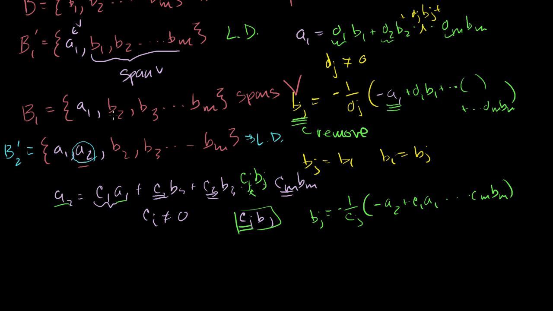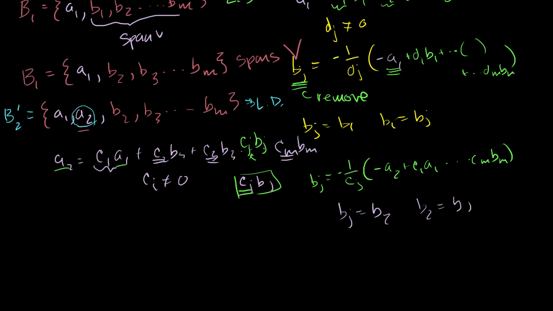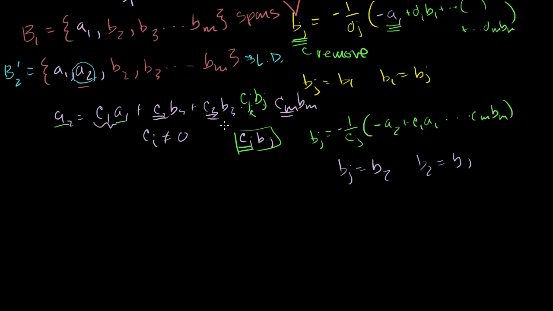Before I take him out of the set, I'm going to rename him solely for the purpose of notational simplicity. I'm just going to rename our bj b2, and our b2 is equal to bj. So I'm just rearranging the names. And I'm going to remove what I now call our b2. It was whatever was out here that could be represented as a linear combination of everything else, including our new a2.